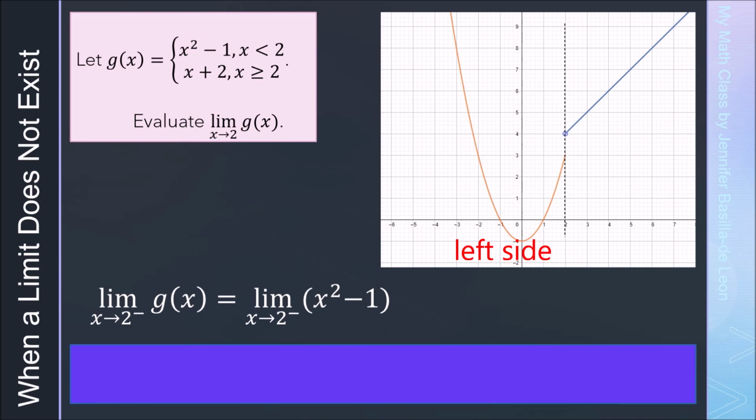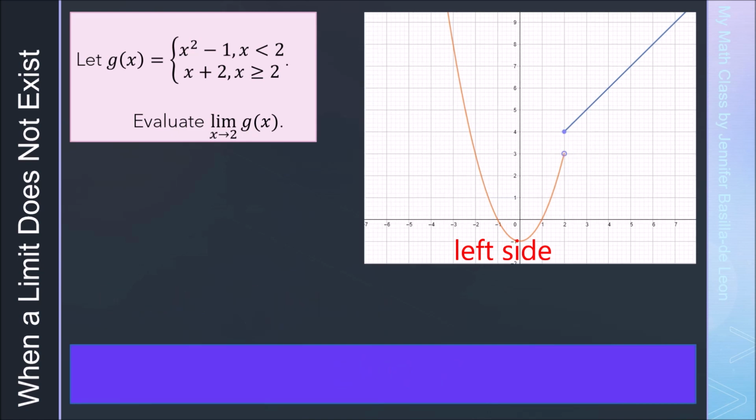Looking at the graph, as x approaches 2, the function gets closer to this point, having coordinates (2, 3). This means that the limit of x squared minus 1 as x approaches 2 from the left is 3.